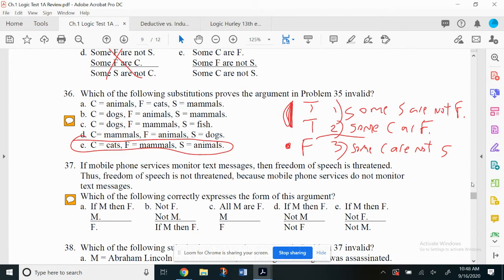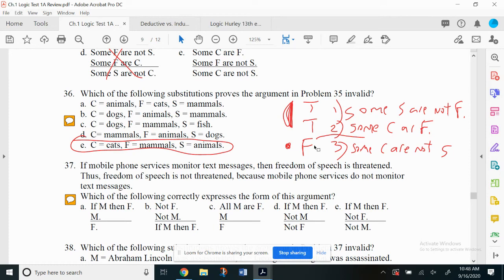And it turns out A through D will not work. Because if you were to try to plug A through D into this correctly translated, you will not get a false conclusion with both premises being true. You will get scattered differences, okay? So this is the only one that makes this come out the right way. In other words, it's the only one that will prove that this argument is invalid. And what that means is, if I grant that these premises are true, the conclusion does not follow. That's all. We're just proving that it's invalid.